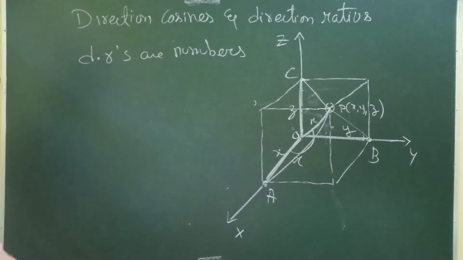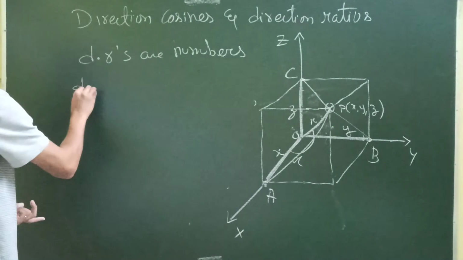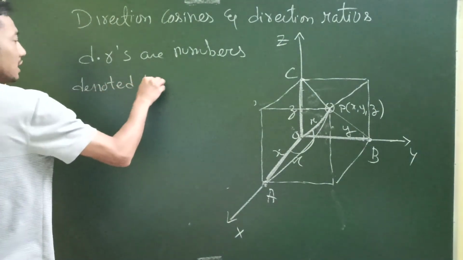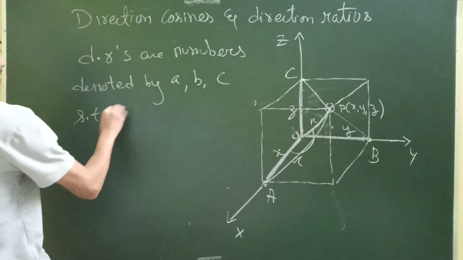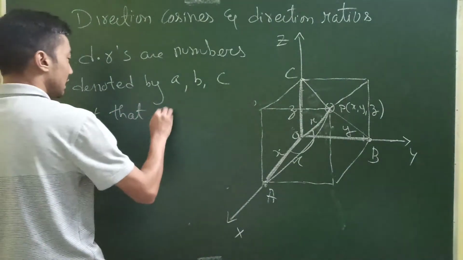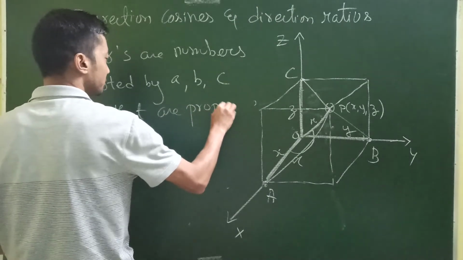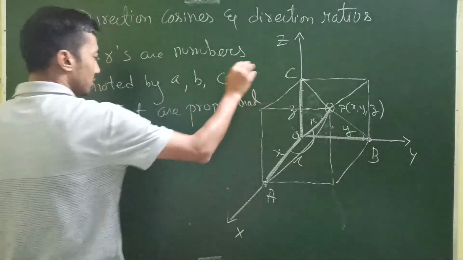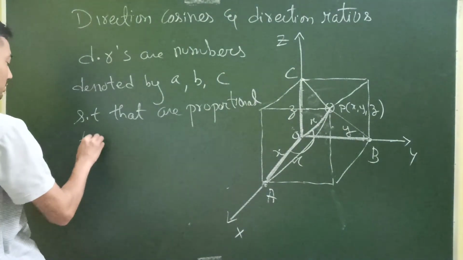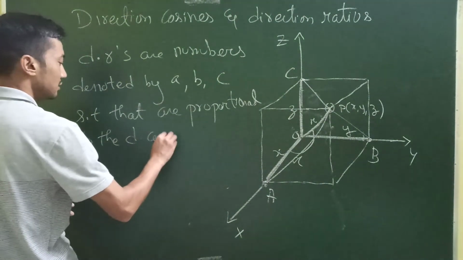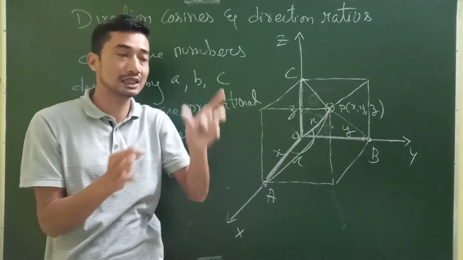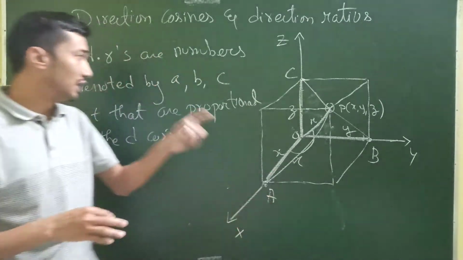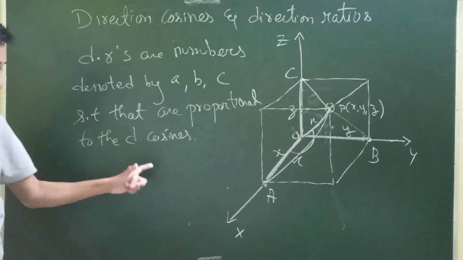Direction ratios are numbers, generally denoted by A, B and C, such that they are proportional. That special kind of numbers which are actually proportional to the direction cosines. So what are direction ratios? That's why it's called ratio. The concept of ratio is that only. These are just numbers, constant values. So certain special numbers which are actually proportional to the direction cosines.